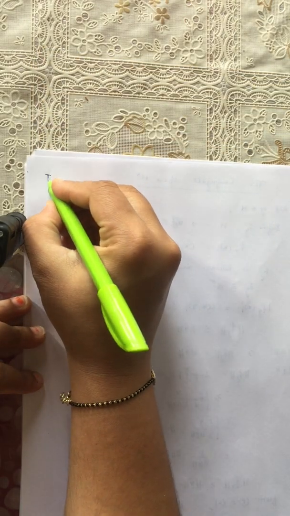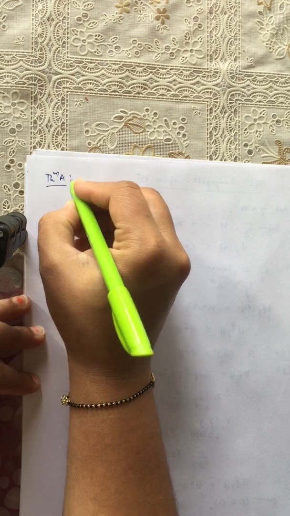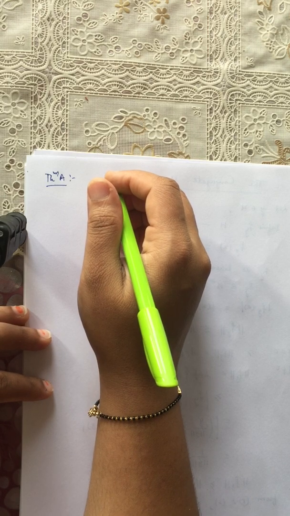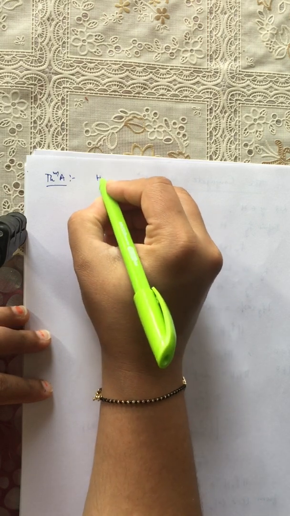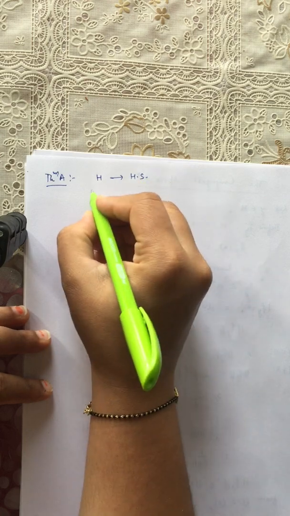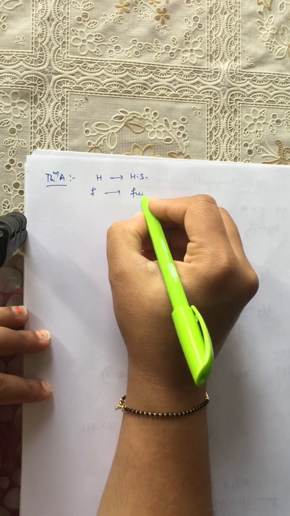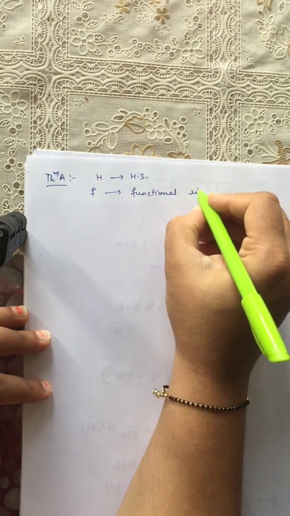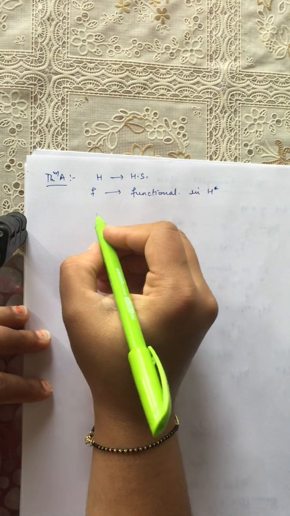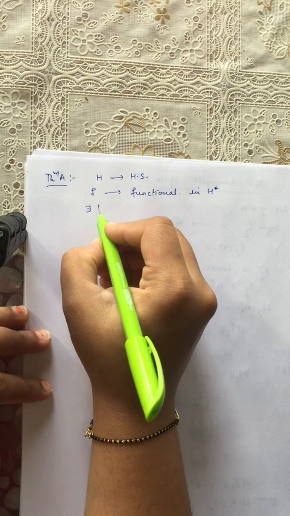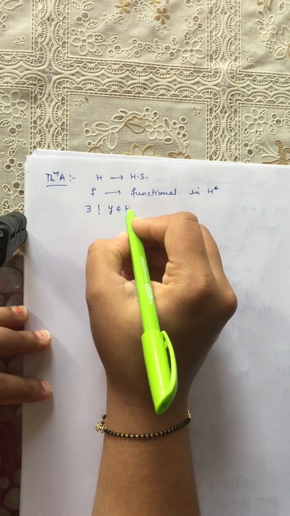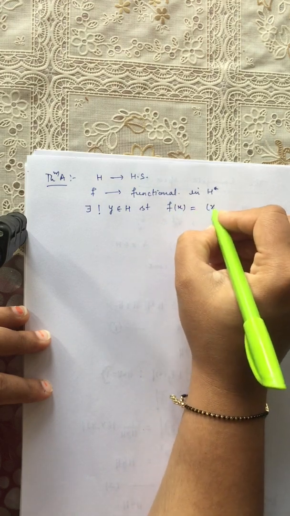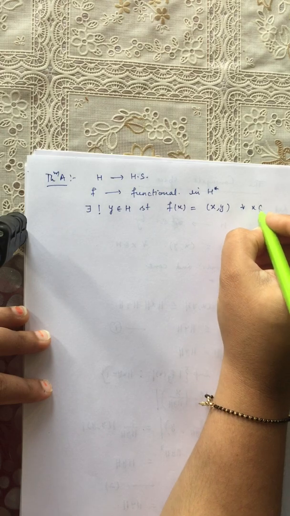So theorem A of this section says: if H is a Hilbert space and f is an arbitrary functional defined on H, or you can say f is any functional in H star, then there exists a unique vector y in H such that f of x is the inner product of x and y for each x in H.